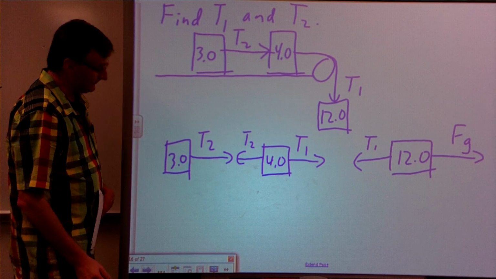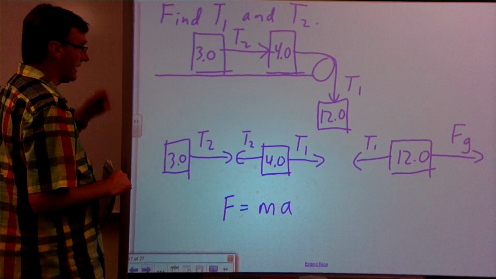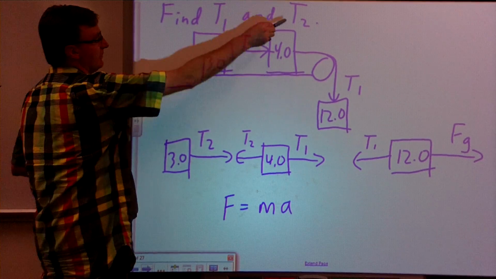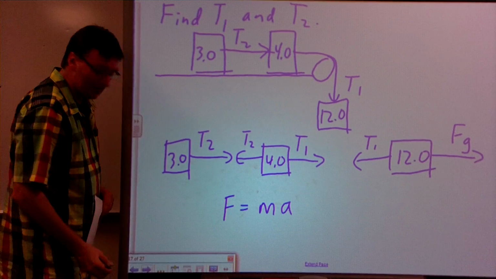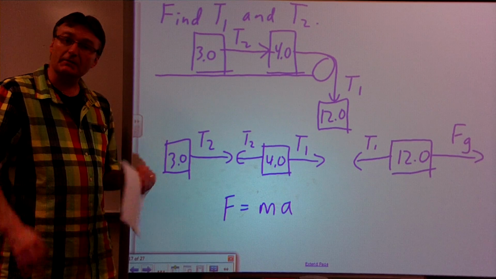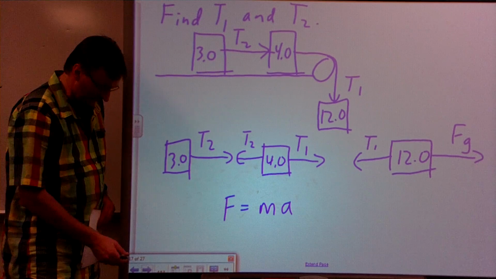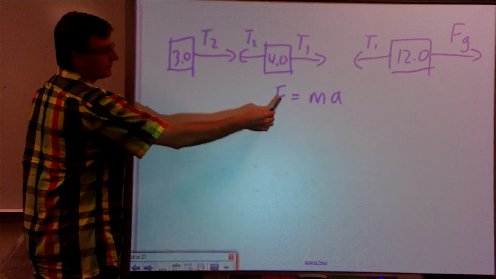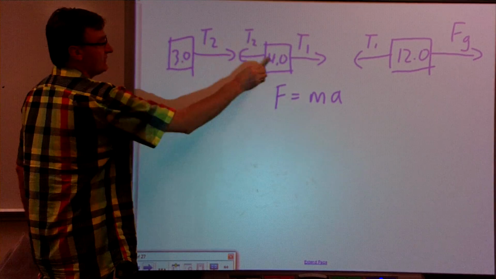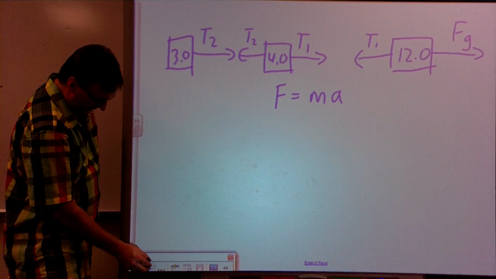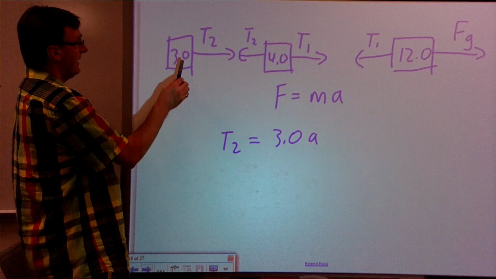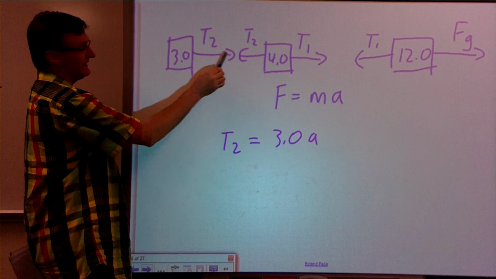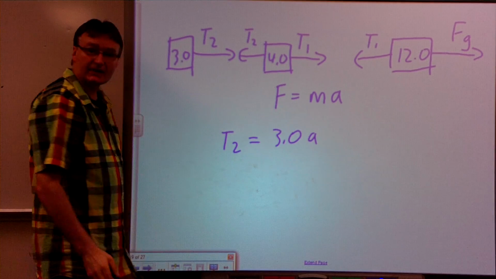All right, so from here, in solving these problems, we start once again with F equals ma, of course, and we need to find out what T1 and T2 are. So first, we need to determine the acceleration of the system. And here's another trick that I will show you. We're going to write the F equals ma equation for each one of these masses, and that's going to help us to solve the problem. So for the first one, on this mass, the equation is simply T2 equals 3.0 times the acceleration of the system.